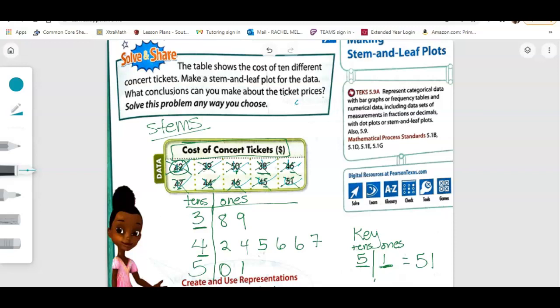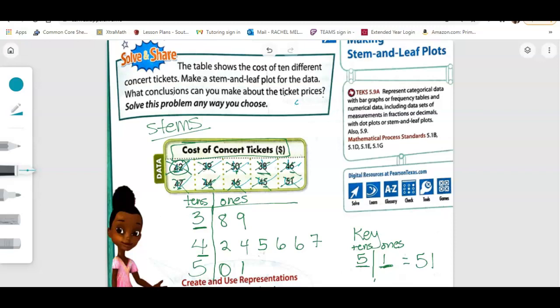If I had counted 10 up here in the table and I only had 9 in my stem and leaf plot, then I need to go back and figure out which one am I missing. Or if I counted 10 but I somehow have 11 down in my stem and leaf plot, I need to see which one I put in there too many times.